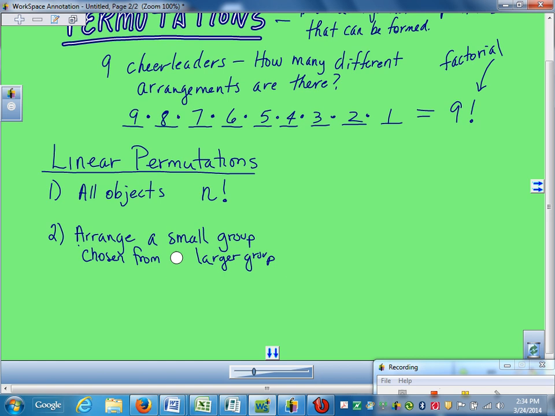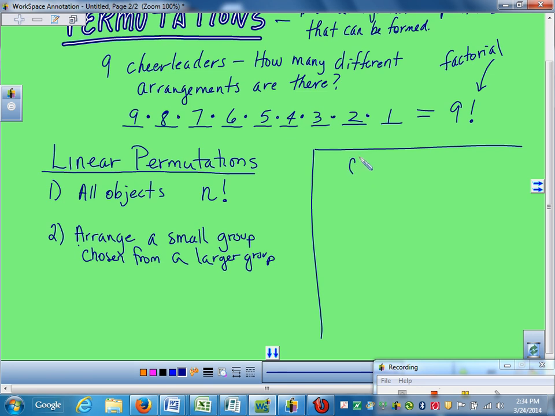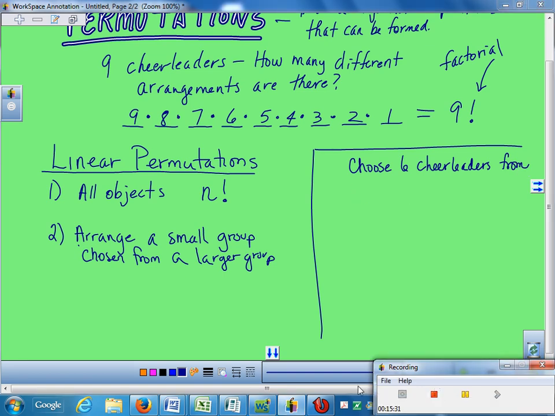Said from a large group. Okay, so, well, let's think about this a second. Choose 6 cheerleaders from the 9. That's all I wanted there.